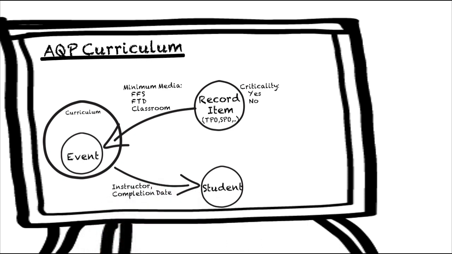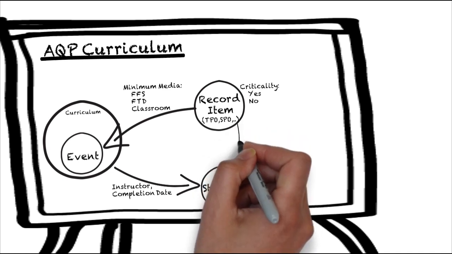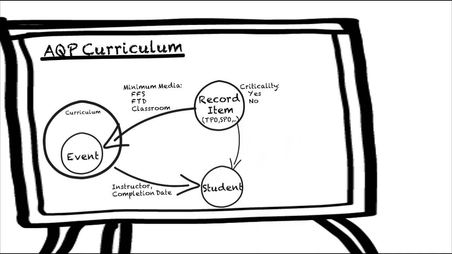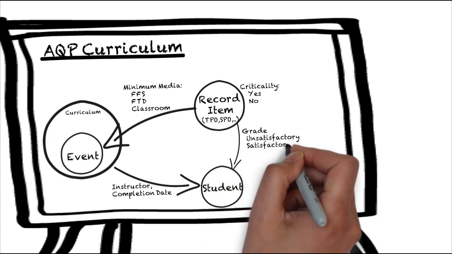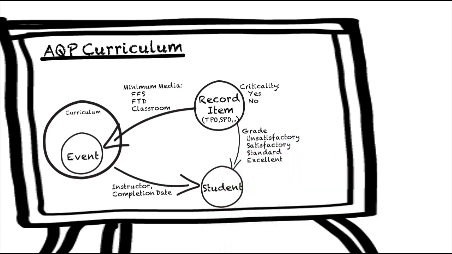And then, after the training has finished, we assign the training objective to the student during the grading process. Properties here may be the grade, like unsatisfactory, satisfactory, standard, or excellent. As you can see, we need a lot of different properties, and I will show you now how these can be prepared and set up in the MINT system.